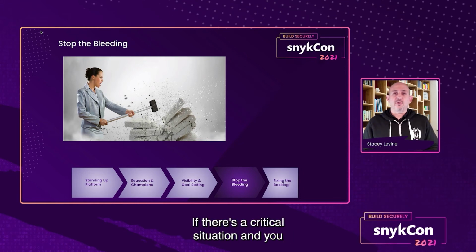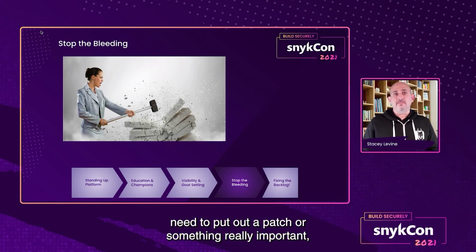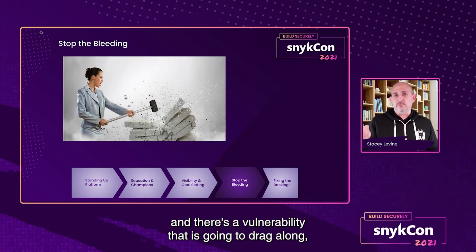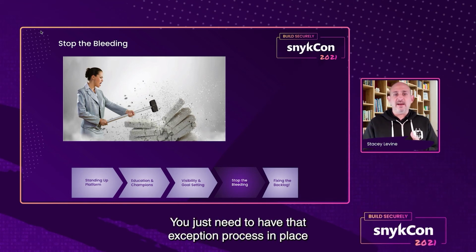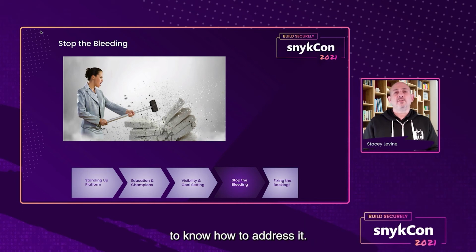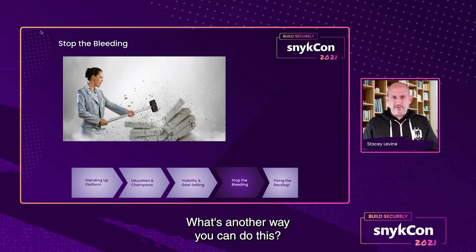If there's a critical situation and you need to put out a patch or something really important, and there's a vulnerability that is going to drag along, it's up to you to decide whether you want to allow it. You just need to have that exception process in place to know how to address it. What's another way you can do this?